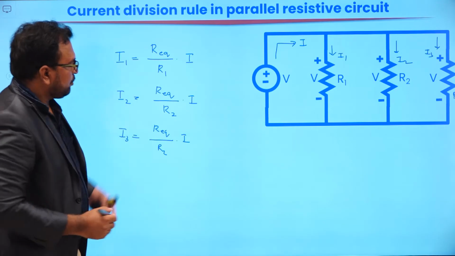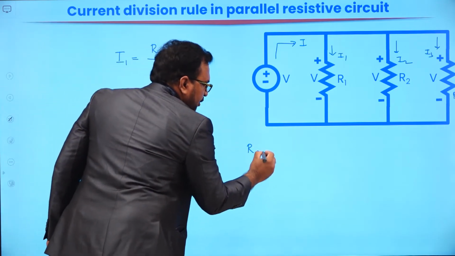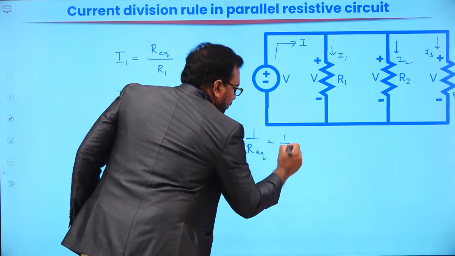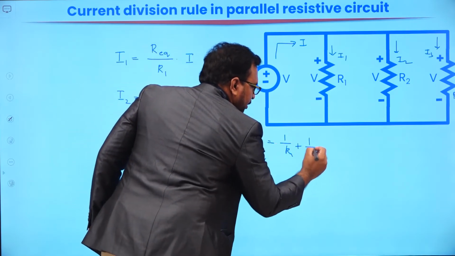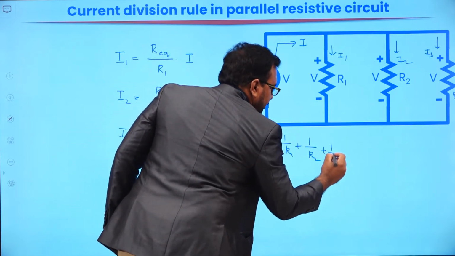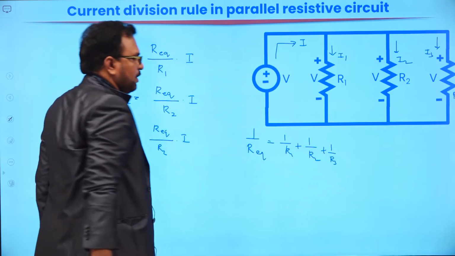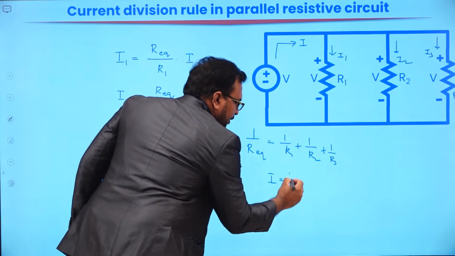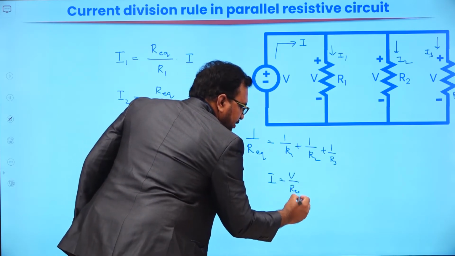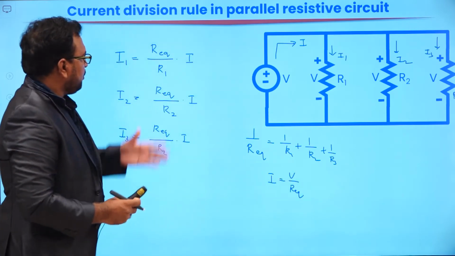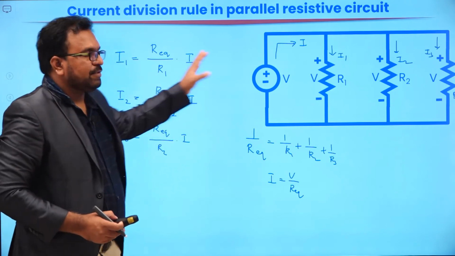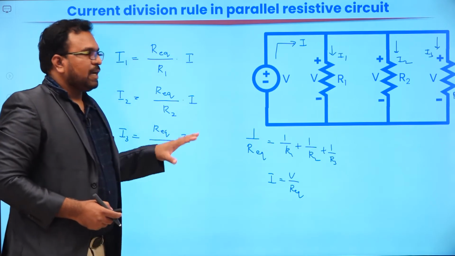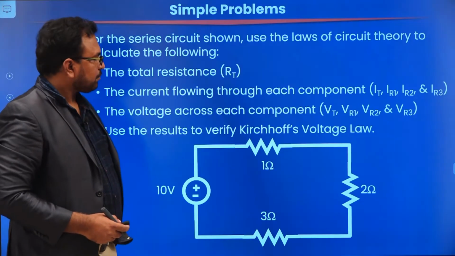Okay. So what is R equivalent? In case of a parallel circuit, 1 by R equivalent is equal to 1 by R1 plus 1 by R2 plus 1 by R3. And how will you calculate the total current I? I is nothing but V by R equivalent. We already know this. So like this we can apply the current division rule in a parallel resistive circuit. Okay. This is all about the current division rule.